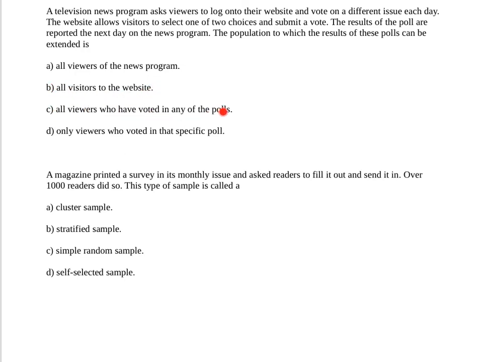All viewers who have voted in any of the polls. Now keep in mind it says voting on a different issue each day. So let's say one day it's economically related and the next day it's pet related. I'm sure there's some crossover, people who own pets and are really passionate about their pets, but they're not going to be the same population. You have all these economically minded people and then you have all these pet lovers. There are some overlaps, but that's not the same population. And so the answer is only viewers who have voted in that specific poll.